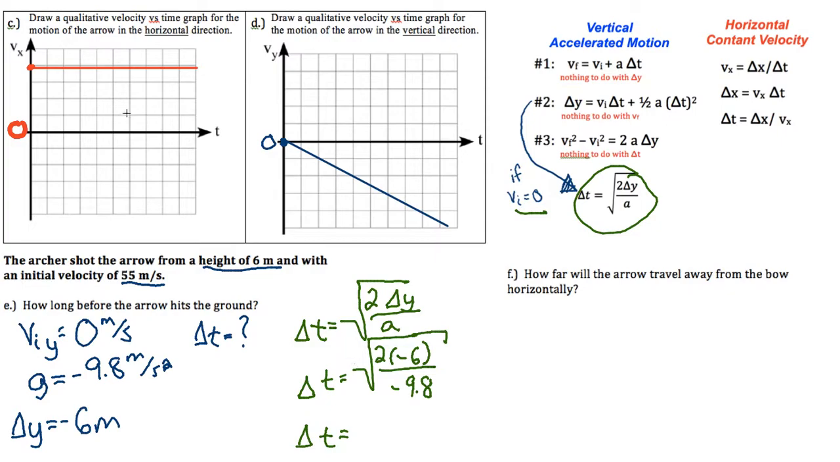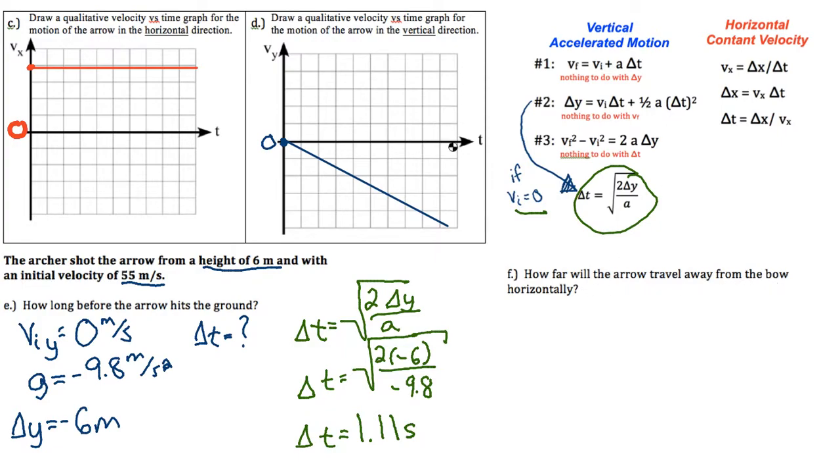Okay, make sure you can get the same answer that I did. If you type it in correctly, you should be getting 1.106. So I'm going to round that to 1.11 seconds. Don't forget your label. That's a point on the test. Our time is measured in seconds. Great. Okay, now for part F, it asks us how far will the arrow travel away from the bow horizontally.